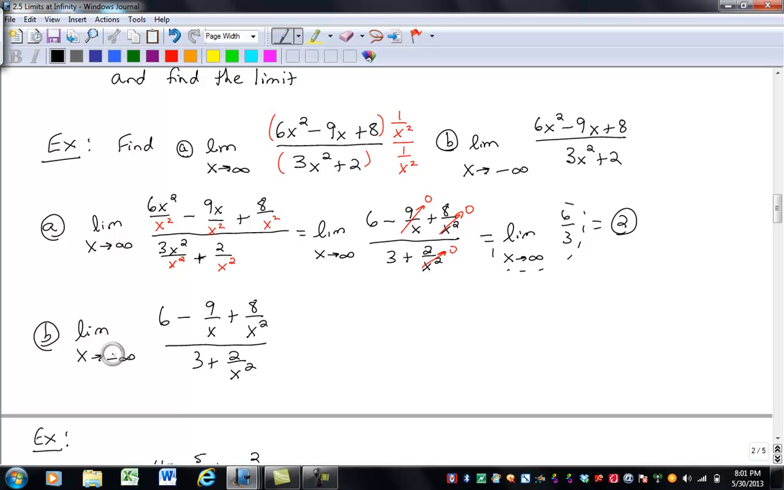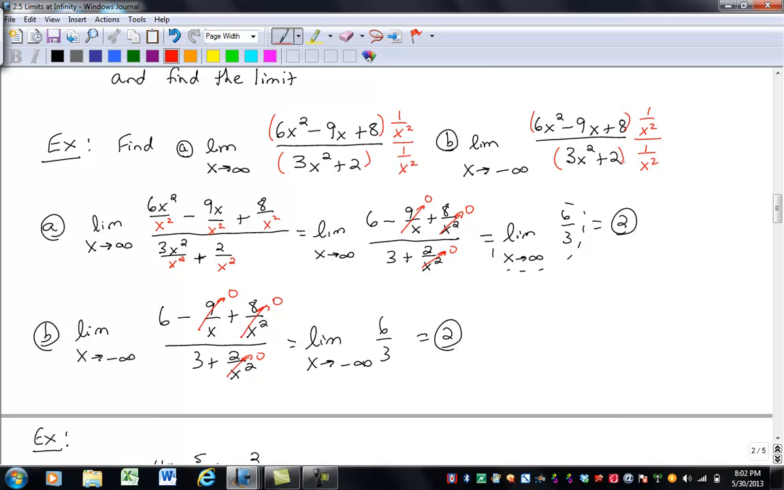But it doesn't matter whether x goes to plus or minus infinity. These terms with x's on the bottom would still go to 0. And I would still be left with the limit as x approaches negative infinity of 6 over 3, which would also be the number 2. So here, parts A and B would have the exact same answer, and I would have done the exact same thing to solve them. So in this case, it didn't matter whether it was a plus or a minus infinity. The limit in both cases was a 2.